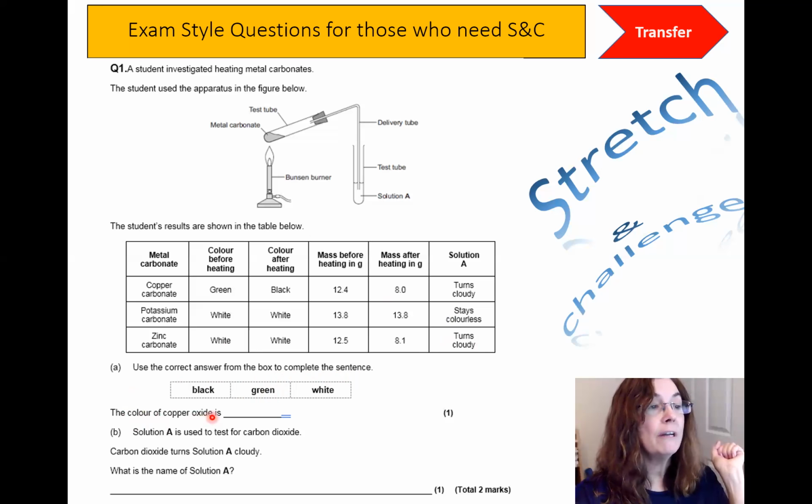So it says, use the correct answer from the box to complete the sentence. The colour of copper oxide is it black, green or white? Well, copper carbonate is here, and this is the colour of the copper carbonate. What colour is copper oxide? Have a look on there. Which colour matches it? And then solution A is used to test for carbon dioxide. Carbon dioxide turns solution A cloudy.